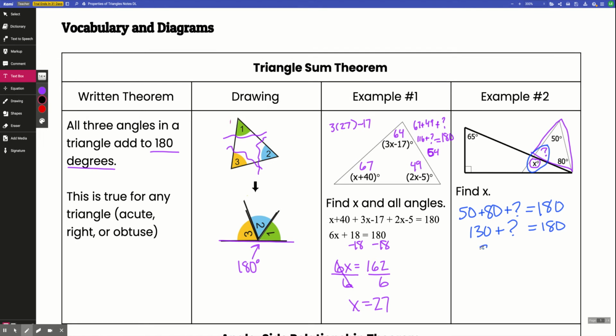So my missing angle, my question mark angle, is 50 degrees. Okay, so that means that 50 plus x has to equal 180. I subtract 50 from both sides and I get that x is equal to 130. Now I'm hoping that you noticed, wait, 130, didn't that show up here? Yes, it did. And we're going to get into that in a little bit when we talk about the exterior angle theorem. All right, so give me a second to clear my screen off and we're going to talk about the next property.